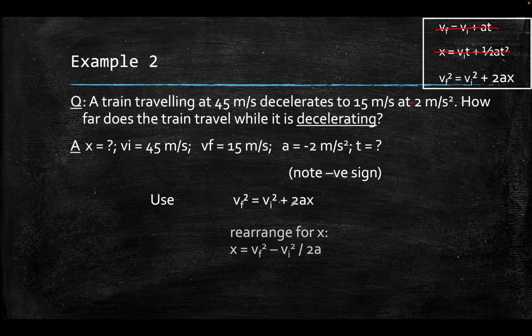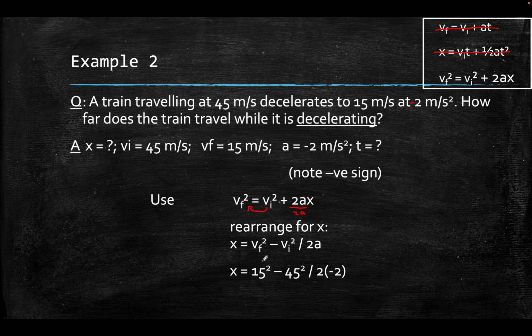So we'll use this. Rearranging, I'll take the Vi to the other side, it becomes minus, and then I'm going to divide by 2a on both sides, so it'll be divided by 2a. So I will do 15 squared minus 45 squared over 2 times negative 2. The final answer will be a displacement of 450 meters.